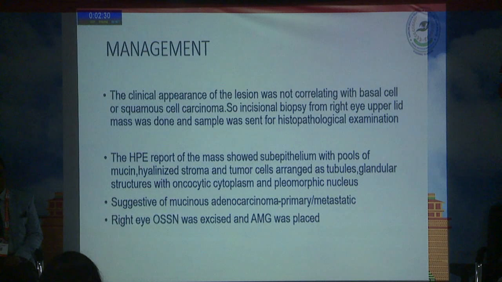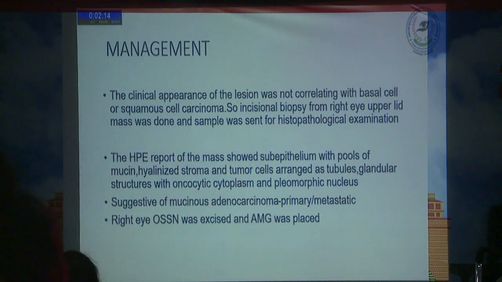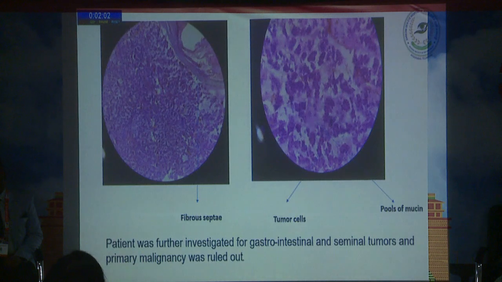The clinical appearance of the lesion was not correlating with basal cell or squamous cell carcinoma, so an incisional biopsy from the right eye upper lid mass was done and the sample was sent for histopathological examination. The HP report of the mass showed subepithelium with pools of mucin, hyalinized stroma, and tumor cells arranged as tubules and glandular structures with oncocytic cytoplasm and pleomorphic nucleus, suggestive of mucinous adenocarcinoma, primary or metastatic. Right eye OSSN was excised and an amniotic membrane graft was placed. Here we can see the fibrous septae, tumor cells arranged as glandular structures and pools of mucin.